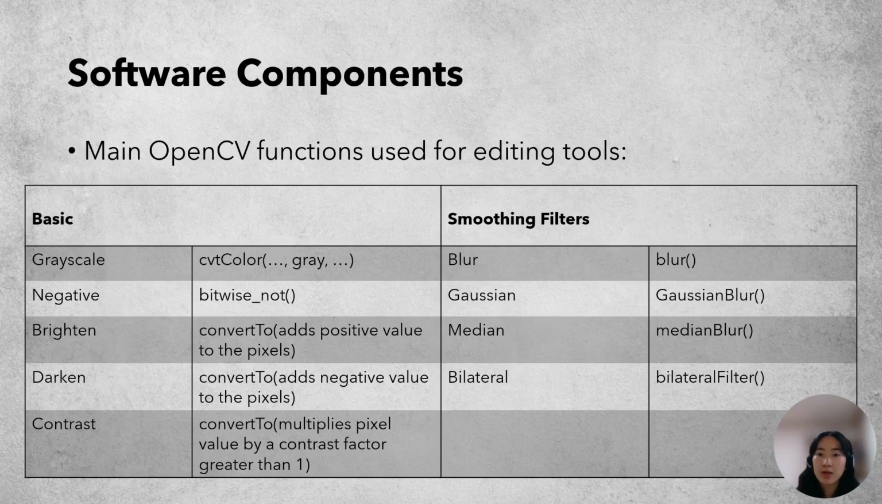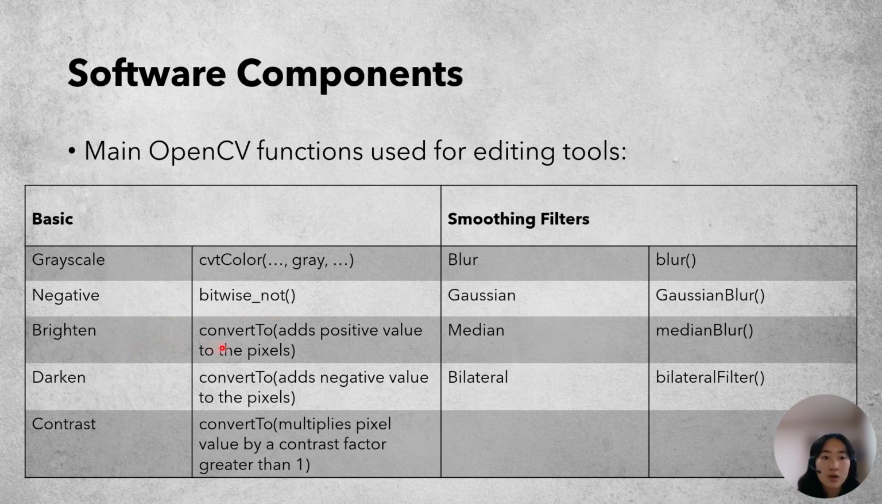Because the software has over 1,000 lines of code, almost 2,000, we will just briefly skim over each image processing tool in the demo itself, as well as here in the table, where we're going to go over some of the main functions used for the editing tools. So in basic, we have the grayscale, for which we use cvtColor, and then you just want to set it to gray in the brackets. Negative, which is the bitwise not function.